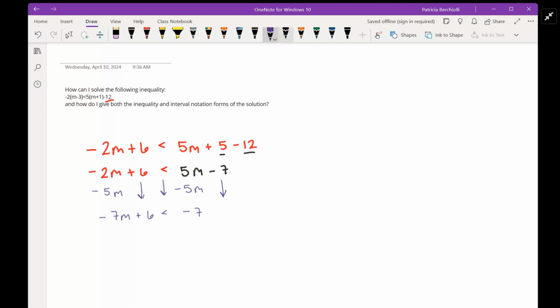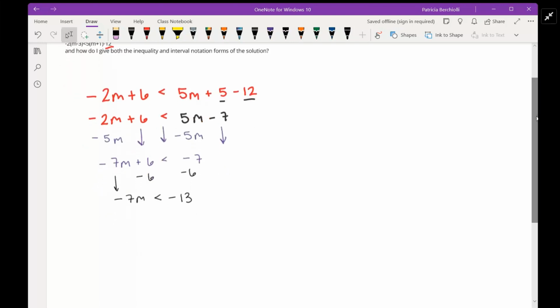Now I need to move my constants to one side. So I'm going to subtract 6 from both sides to get -7 by itself. On the left side, bring down that inequality symbol, and -7 minus 6 is -13.